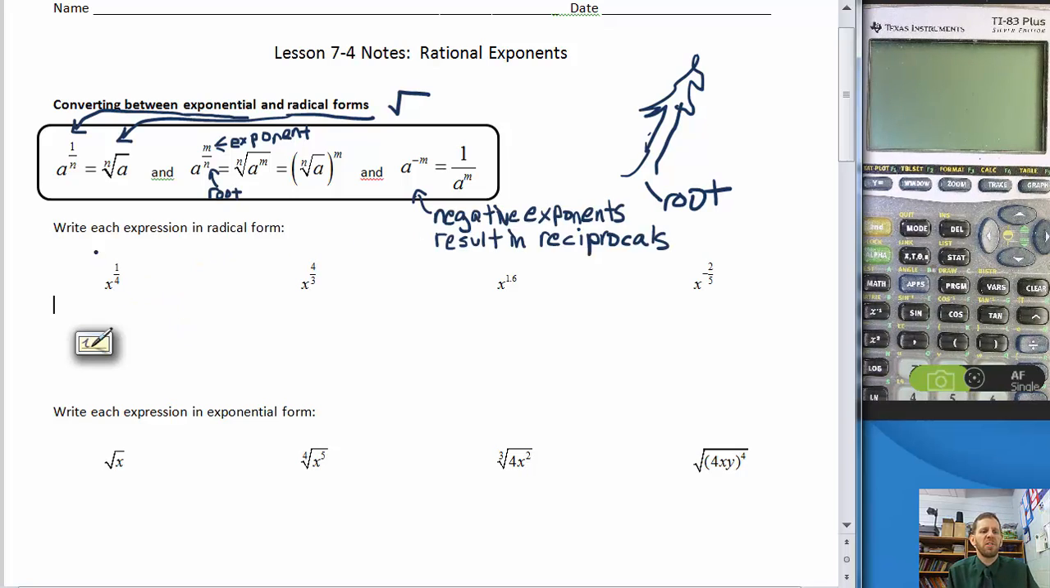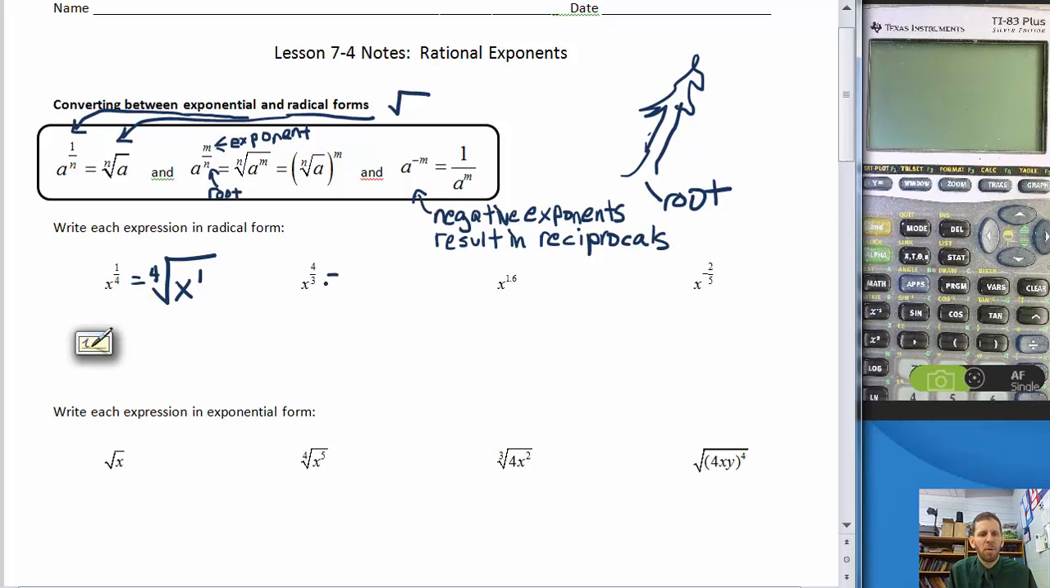For the first set of problems, it says write each expression in radical form. Again, the key thing is to think about the number on the bottom of this exponent is the root. Roots are at the bottom. So when we see x to the 1/4 power, the top number is the exponent, the bottom number is the root. In radical form, the bottom number is the root. So the root is what we write before our radical sign. And then we have x to the 1st power. The root's on the bottom, that's what goes out front here. The exponent stays with the x, so x to the 1st power stays with the x.